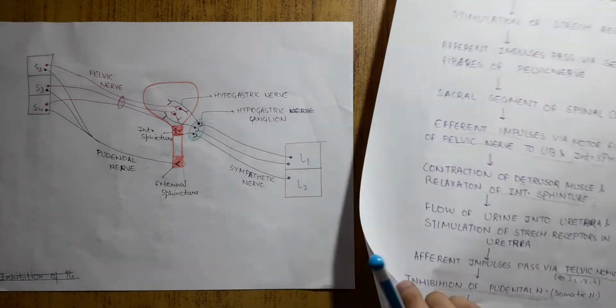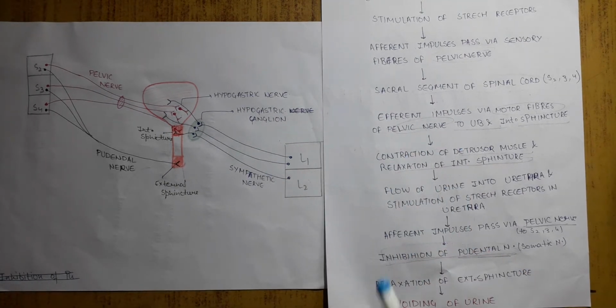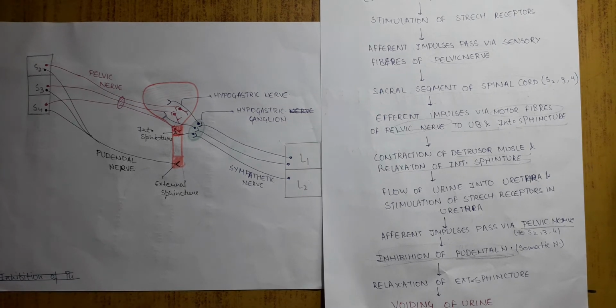Now we go to the pathway of the micturition reflex. Before that, we need to know the innervations of the bladder and the sphincters. So first is pelvic nerve, second is pudendal nerve, and third is sympathetic innervation of the hypogastric nerve. So pelvic nerve has two fibers, sensory fibers and motor fibers. Pelvic nerve fibers arise from the second, third and fourth sacral segments of the spinal cord.